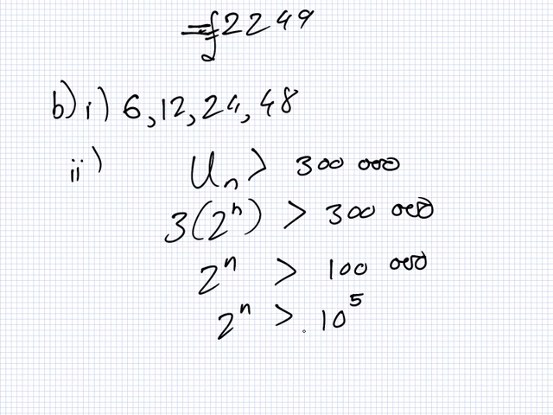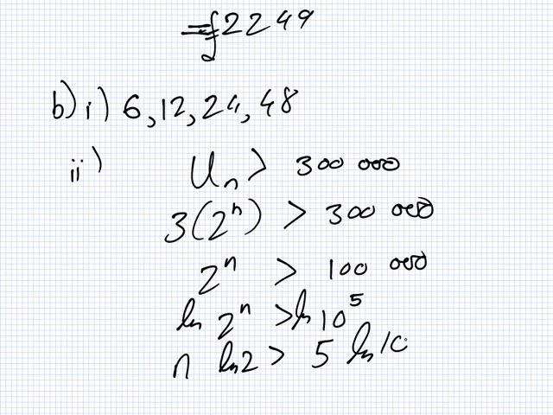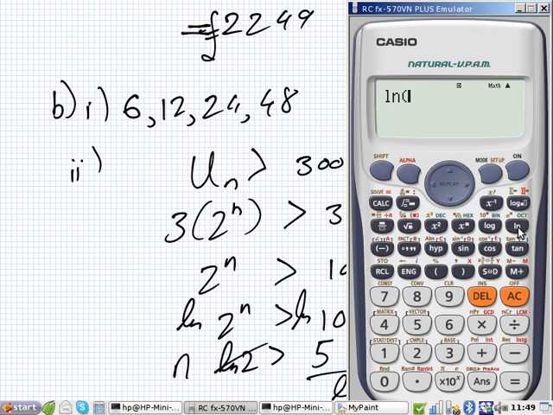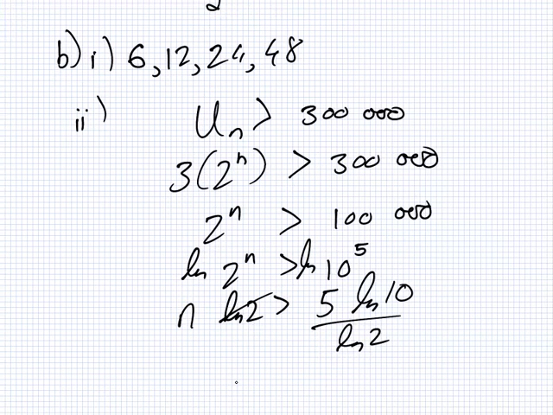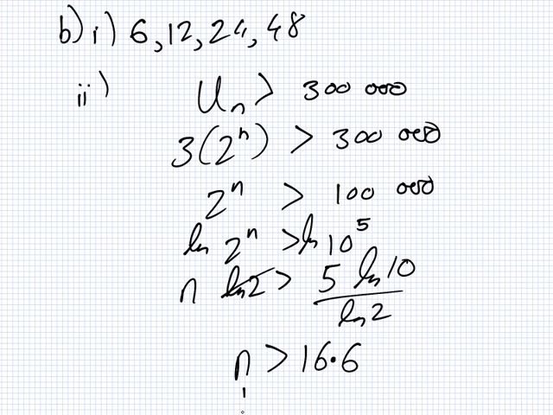What should I do here? The power? The 3 or 6? It's 3, it's given to you. 3 times 2^n, that's the formula. Oh, I see. What should I do now? Log, yeah. So n log 2 greater than 5 log 10, so n greater than 5 log 10 over log 2. So you need n to be bigger than 16.6, so n is what? 17.